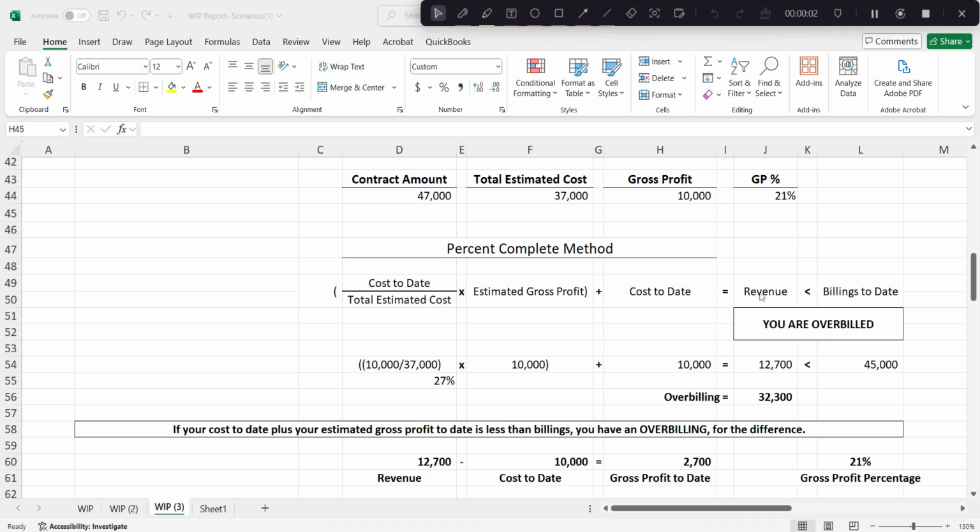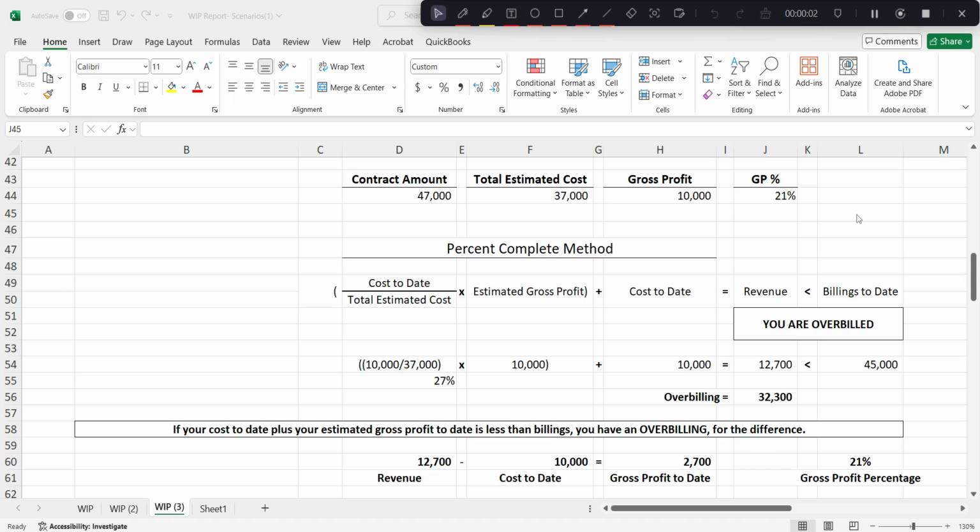In this example, for simplicity's sake, we're assuming that our estimates were 100% correct. What we estimated was actually what happened. As you know, that's never the case. There's always change orders, cost overruns, maybe you save some money. But in this example, let's assume that before the project began, we estimated revenue of $47,000, estimated total costs of $37,000 with a gross profit of $10,000 and gross profit percentage of 21%.